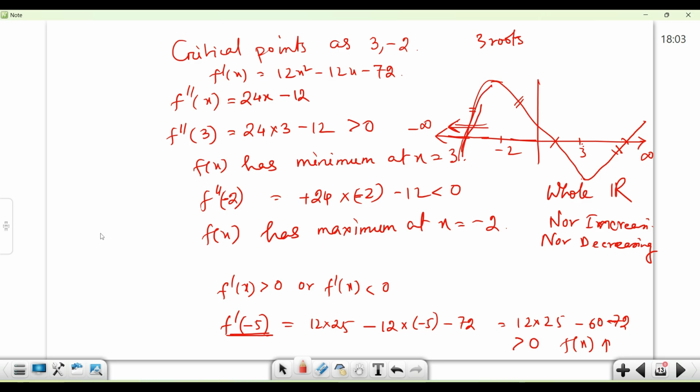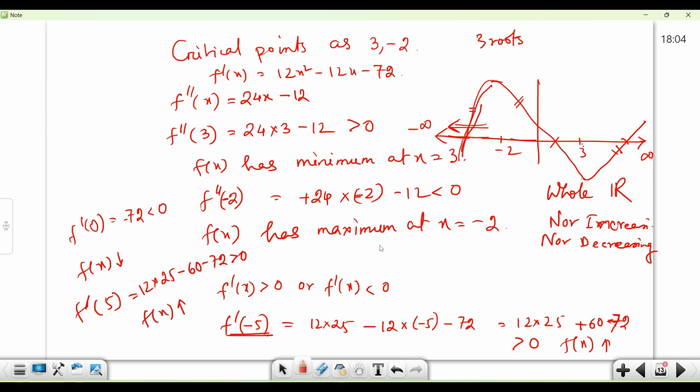We have checked. And let us take f'(0). f'(0) is -72, so this is less than 0. That means from -2 to 3, f(x) is decreasing. And let us check f'(5). So f'(5) is 12 into 25 minus 60 minus 72, and this is greater than 0. So again f(x) is increasing. So on the left side of -2 it is increasing, on the right side of 3 it is increasing, and between -2 and 3 it is decreasing.